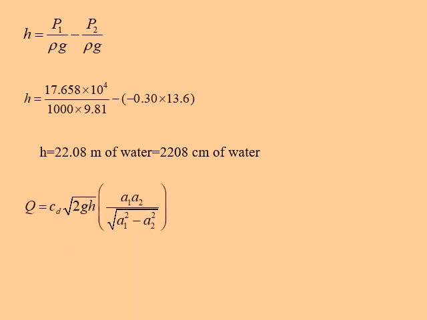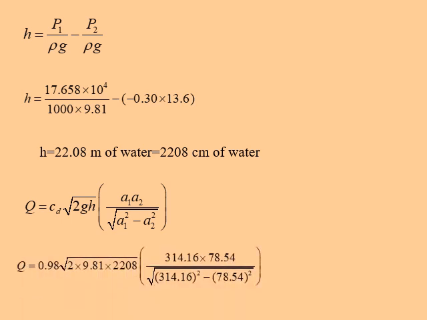So now in the discharge formula, Q is equal to Cd into square root of 2GH into A1 into A2 by square root of A1 square minus A2 square. Now substitute all the values here. After simplification of these values, we will get the answer for discharge as 165.55 liters per second.